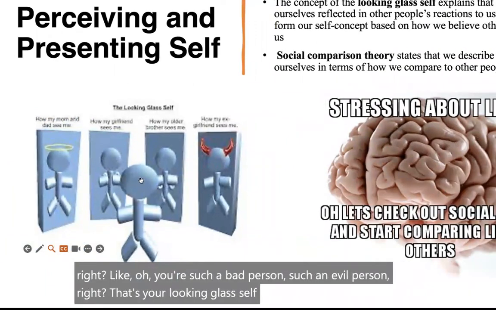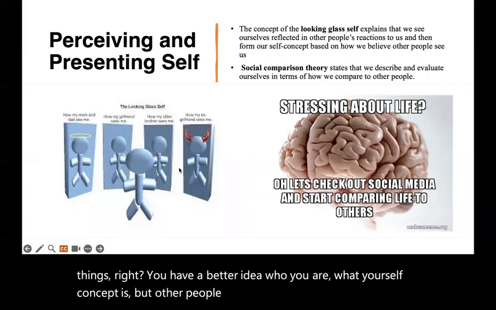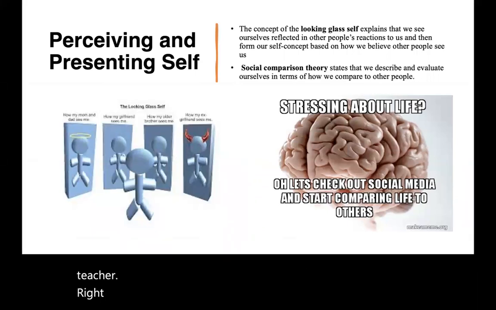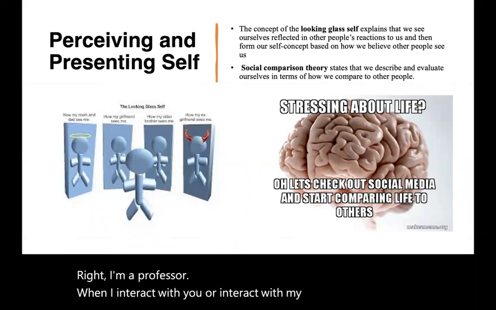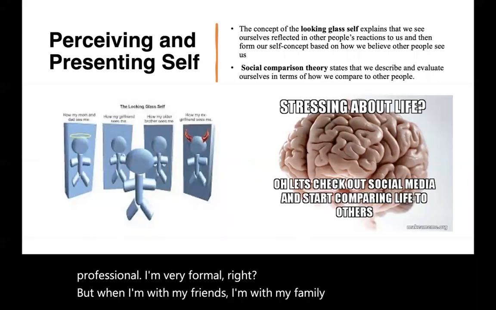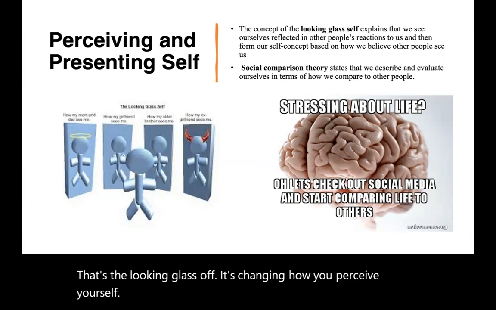You don't believe any of those things, right? You have a better idea who you are, what your self-concept is, but other people look at you differently. And so you behave differently around those people. So, for example, I'm a teacher, right? I'm a professor. When I interact with you or interact with my boss, I'm very professional. I'm very formal, right? But when I'm with my friends or I'm with my family, I'm a lot less formal. That's the looking glass self. It's changing how you perceive yourself based off of how people perceive you.